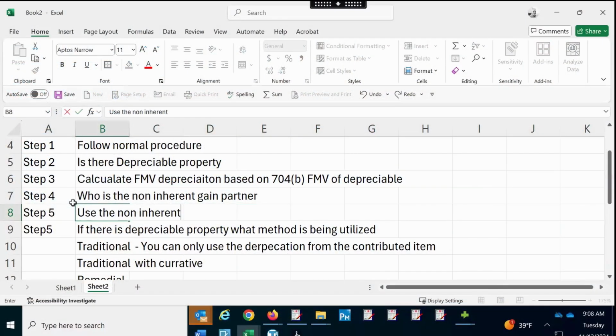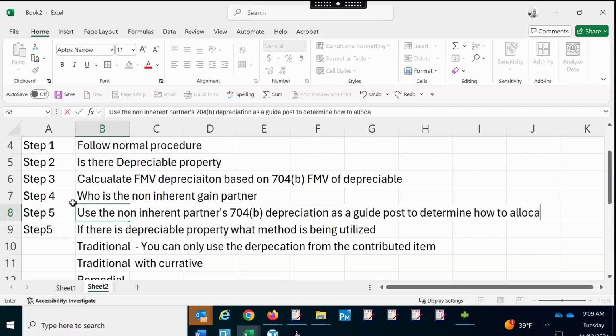Step 5. Use the non-inherent gain partner's 704(b) depreciation as a guidepost to determine how to allocate tax depreciation.